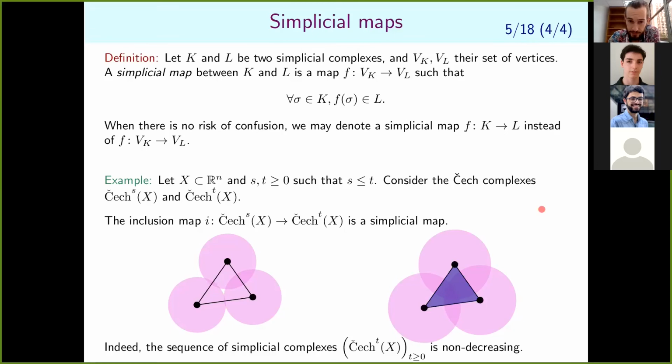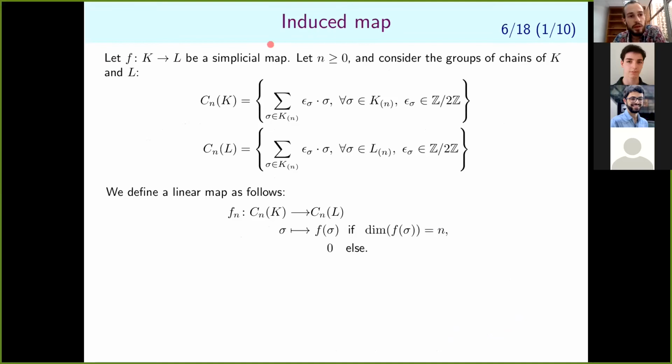Now, let me show you something. I have a simplicial map F between two simplicial complexes, K and L, and I will have a look at the chain complexes of K and L. So remember that I pick an integer, n, the nth group of chains of K is the set of formal sums of simplices of dimension n, okay? Where I take the coefficients in Z over 2Z. This is the same for L. And thanks to my simplicial map, I can define a map between the chains of K to the chains of L. And this is very natural.